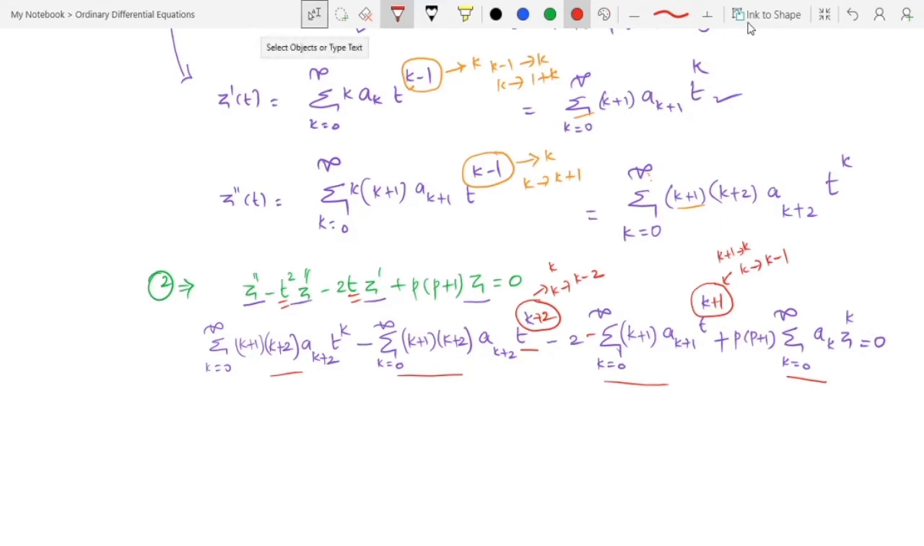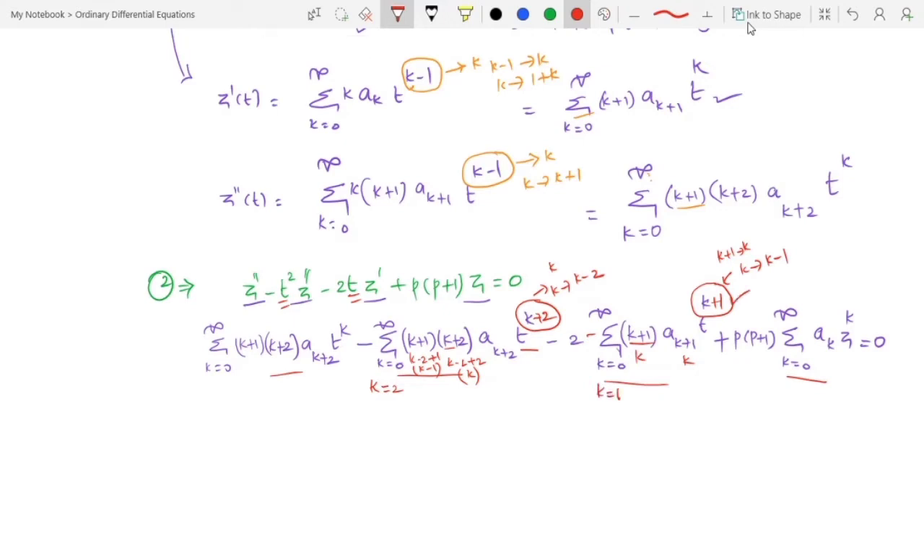Replacing k by k minus 2, that is k minus 2 equal to 0 to infinity, that is k varies from 2 to infinity. Substituting k as k minus 2, k minus 2 plus 1, that is k minus 1. Here k replaced by k minus 2 plus 2, that is answer k. Come to here, k replaced by k minus 1. K minus 1 plus 1, that is k. Here k minus 1 plus 1, that is k. Here k minus 1 equal to 0 to infinity. So k is equal to 1 to infinity.